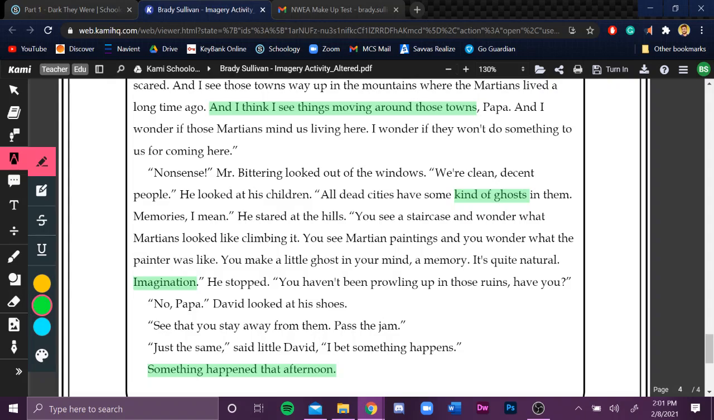You haven't been wandering around in those ruins, have you, David? No, Papa, David said, looking at his shoes. See that you stay away from them. Would you pass the jam? Just the same, said little David. I bet something happens.